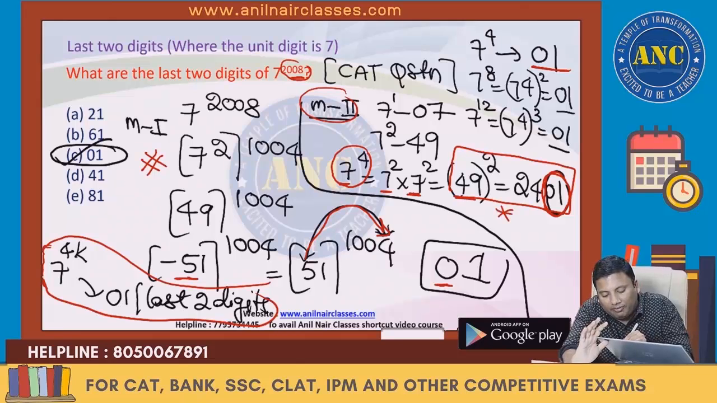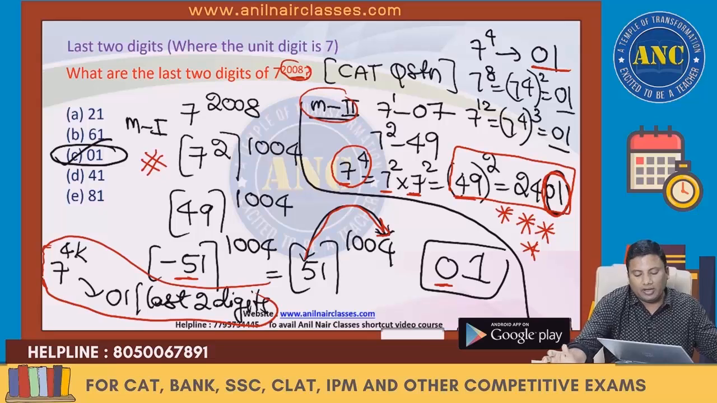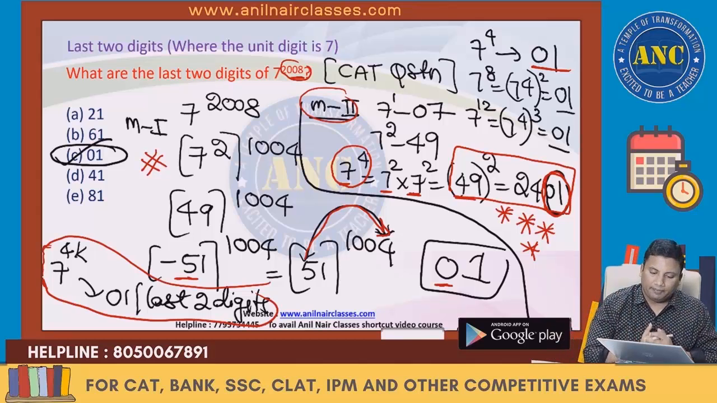How I wrote 49 square as 2401, I will explain in the next slide. 7 power 4 is 7 square into 7 square. 49 square is 2401. Is this clear? Till here, is it clear? Kindly reply in the live chat if it is clear to you.